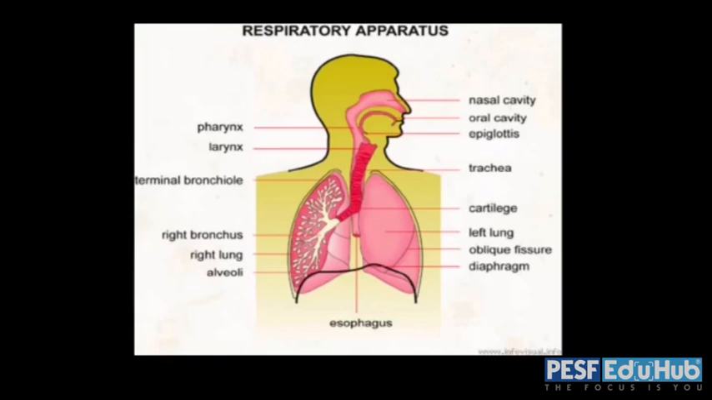The larynx is the sound producing organ of man. There is a structure called the glottis through which air enters the larynx. This glottis is covered by a lid-like structure called the epiglottis. The epiglottis prevents the entry of food. The covering of the lung is called the pleura.